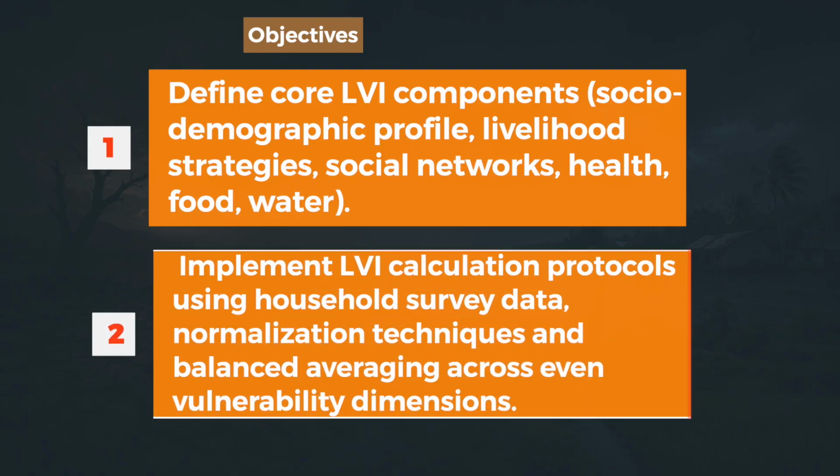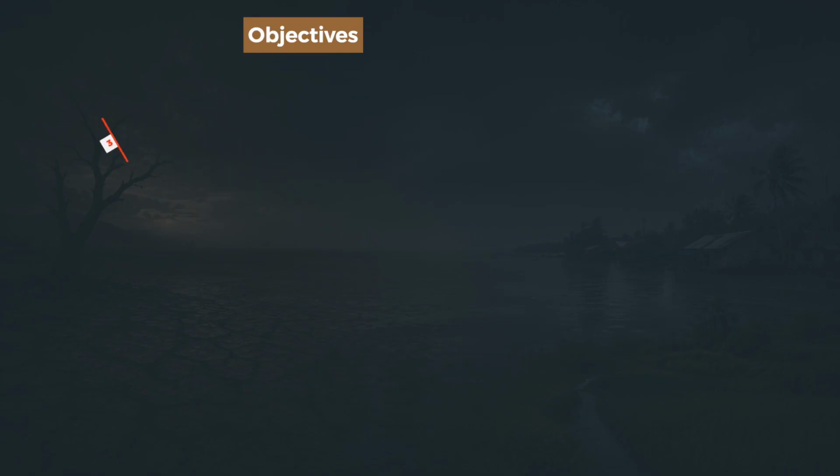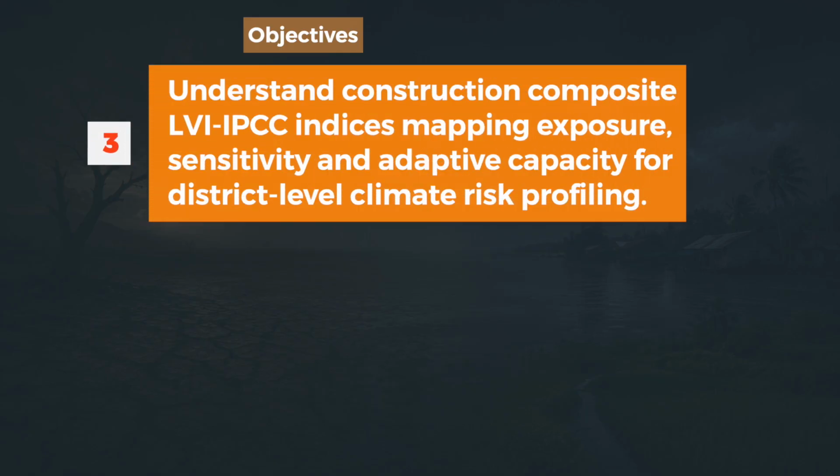The second objective is to make you understand the implementation of livelihood vulnerability index calculation protocols using household survey data, normalization techniques and balanced averaging across seven vulnerability dimensions. The third objective is to make you understand the construction of composite LVI-IPCC indices mapping exposure, sensitivity and adaptive capacity for district level climate risk profiling.